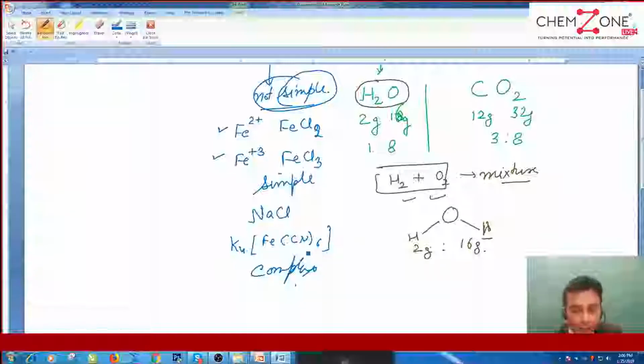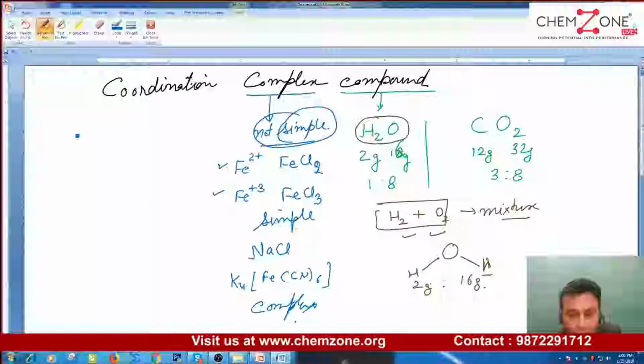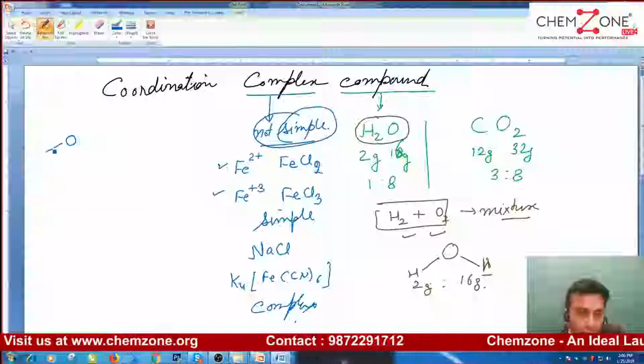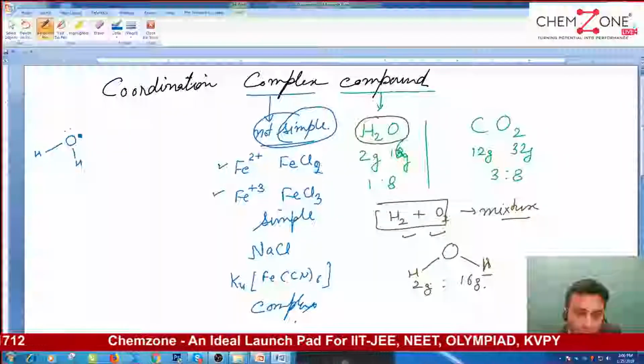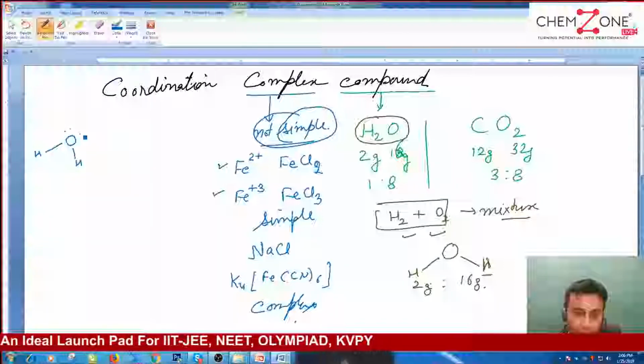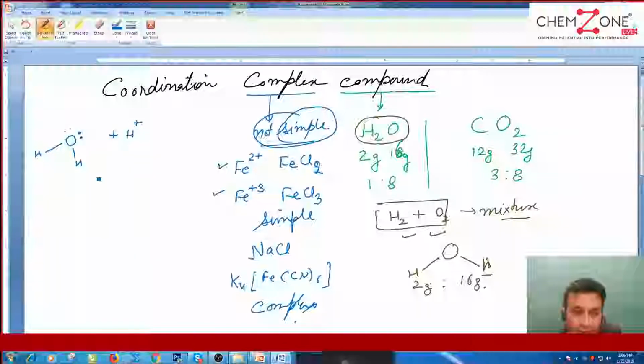While making these bonds, can you tell me the meaning of a coordinate bond? No. Okay, suppose I have a water molecule here. You know, lone pairs of electrons are there. And something like H+ attacks this. Then this pair is donated to the H+ ion.